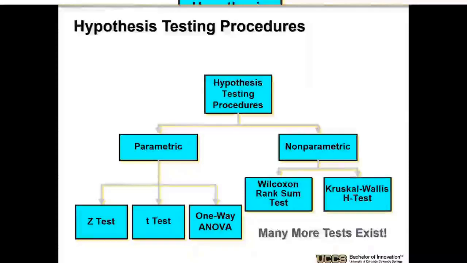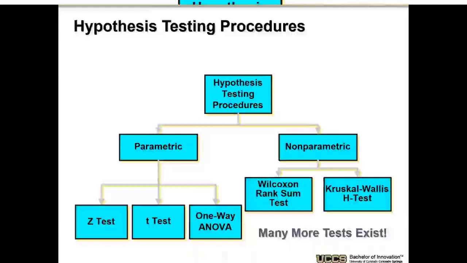So the hypothesis testing procedures are really broken down into two main categories: parametric and non-parametric. Parametric is not whether they have parameters, but whether they make an assumption about the underlying distribution in a parametric form, or whether they do not make assumptions about the underlying distribution of the data.